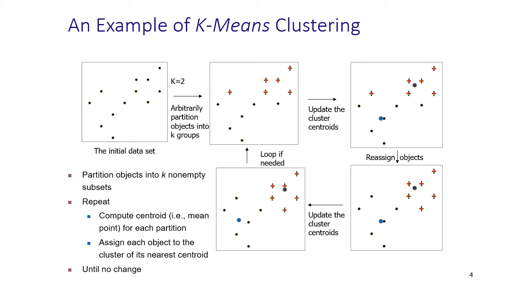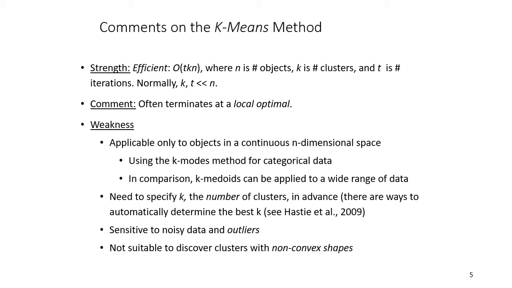This is how the k-means algorithm works, and usually a distance measure such as Euclidean distance is used for k-means clustering. Now we'll comment on the k-means method. Firstly, regarding efficiency, its complexity is O(tkn), where n is the number of objects, k is the number of clusters, and t depends on the number of iterations. In general, the values of t and k are very small compared to n.